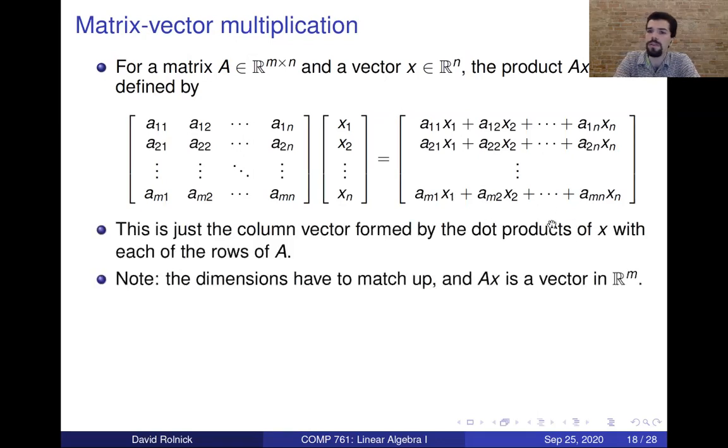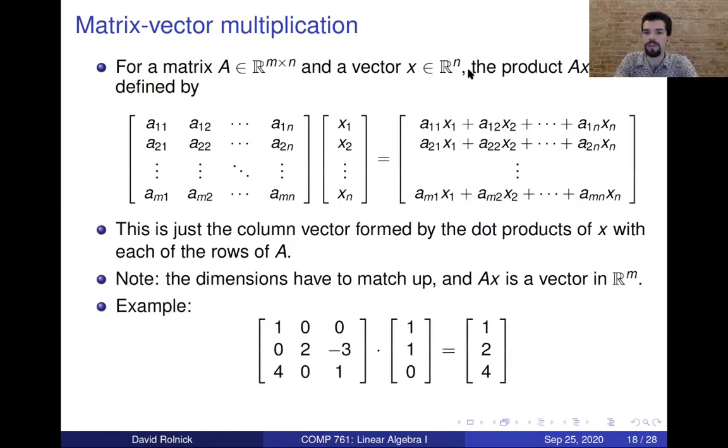Now, in particular, notice that the dimensions have to match up. You have to have the number of columns in the matrix be the same as the dimension of the vector. And also, the number of rows in your final vector, or the number of entries in your final vector, is the same as the other dimension of the matrix, which is M. So in some sense, these two n's cancel and you get one dimension of M.